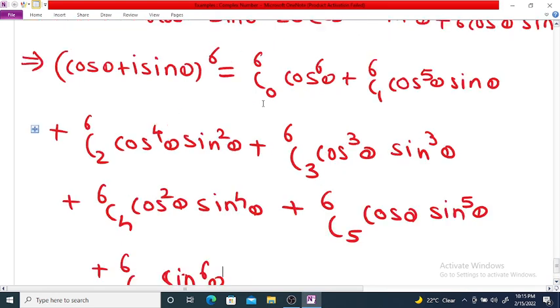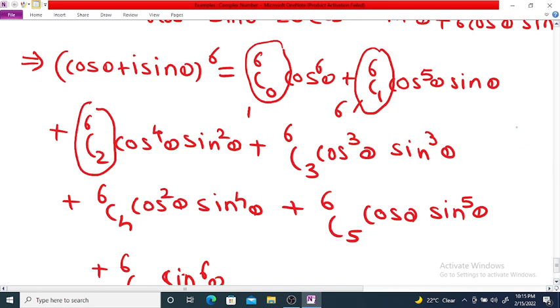Now here 6C0 is equal to 1. If we use the calculator, then we get the value of 6C0 is 1. 6C1 is equal to 6. 6C2, that is 6 factorial divided by 2 factorial times (6 - 2) factorial, 4 factorial. If you simplify this, 6C2 is equal to 15. 6C3 is equal to 20.